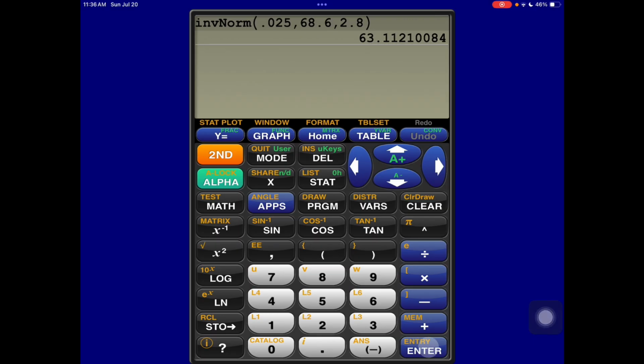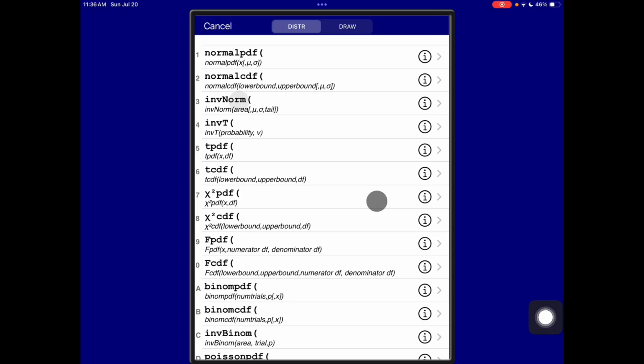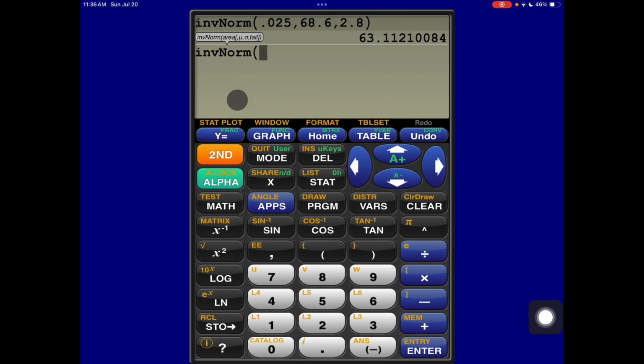To calculate x2, we're going to go to second, vars. Go to inverse norm on your graphing calculator. This time the area to the left for x2 is 0.975, comma, our mean is 68.6, comma, our standard deviation is 2.8. Close your parentheses and select enter. Make sure to round correctly to 2 decimal places.